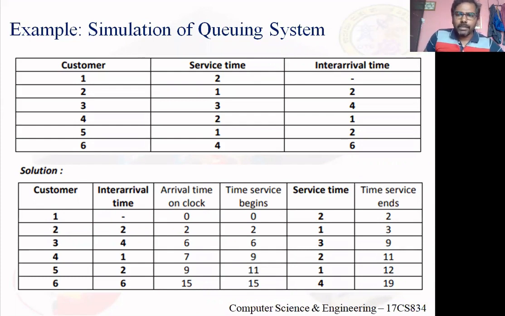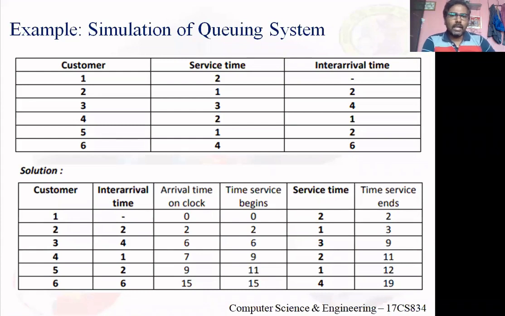Inter-arrival time and the service time. Got it? So look at the first table. The first table is nothing but an input. This is an instance of the system for which you need to simulate. In this instance, the first column represents the number of customers: customer 1, customer 2, customer 3, customer 4, customer 5, customer 6. Clear? I'm simulating for 6 customers.